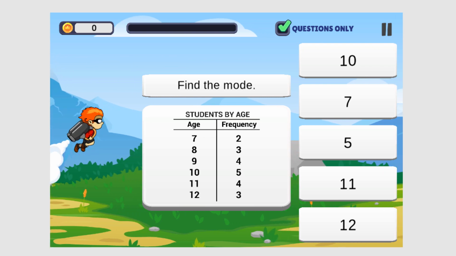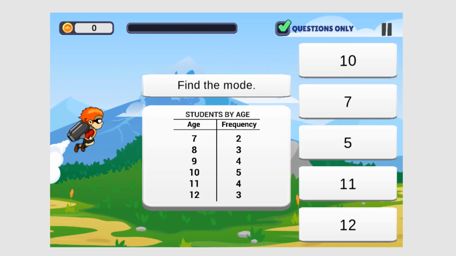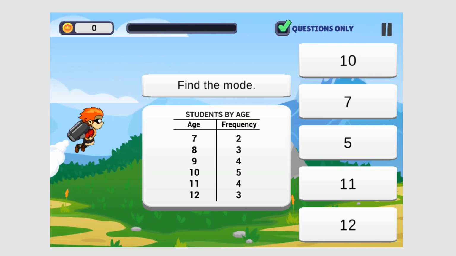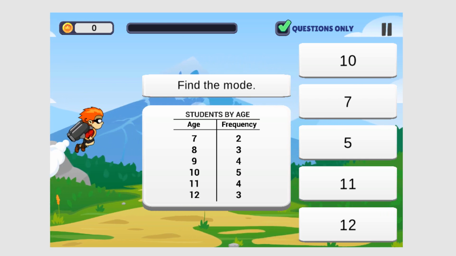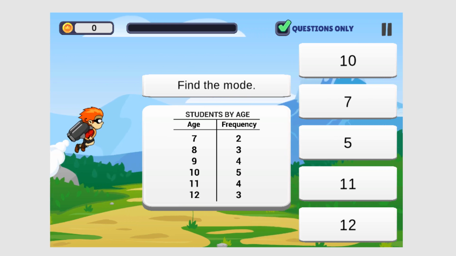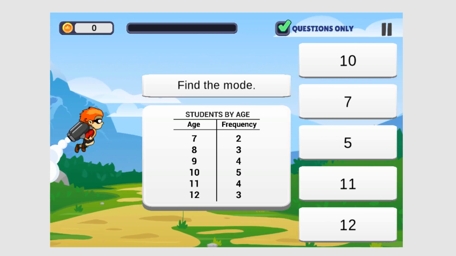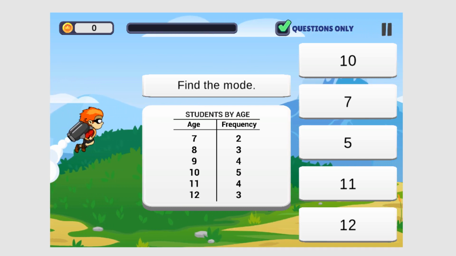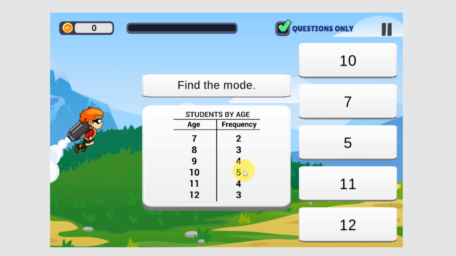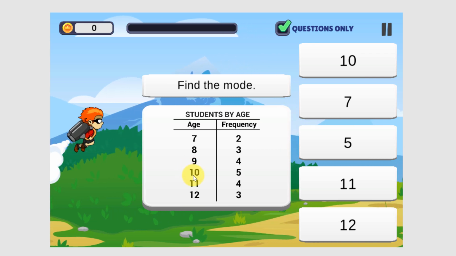Find the mode. So the mode is the number that occurs most often. And this is a frequency chart. So the frequency tells us how much the category occurs, how often. For example, age 7 occurs twice. Age 8 occurs 3 times. So to find the mode, we just get the largest frequency. And we can see that the number 10 occurs 5 times, which is more than all the others, right here. So the mode is 10. That's the number that occurs the most.